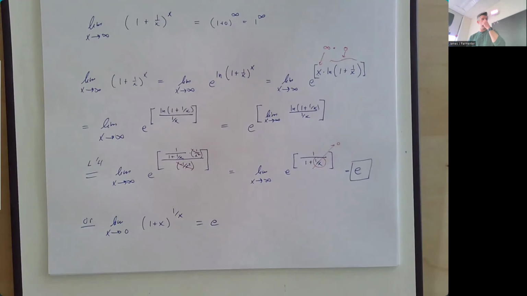So a lot of these exponential types require this process, where you do e to the natural log of your thing, you manipulate the thing until it looks like a fraction that's either a 0 over 0 or an infinity over infinity, and then you apply L'Hopital's rule.